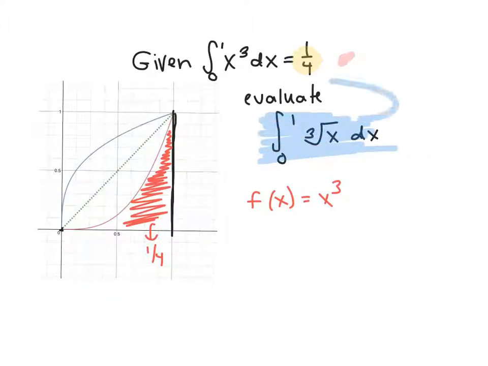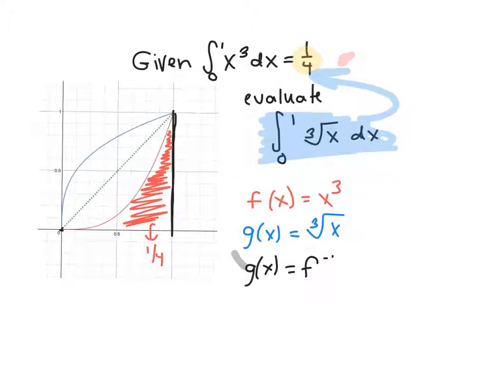Now what we're tasked to do is evaluate this other integral. We're supposed to use this to help us get the value of the integral I've highlighted in blue here. What they want us to see is the relationship. On the graph here, I have graphed g of x as the cube root of x. There's our g of x. What they're hoping that we see is that g of x is the inverse of f of x, right?